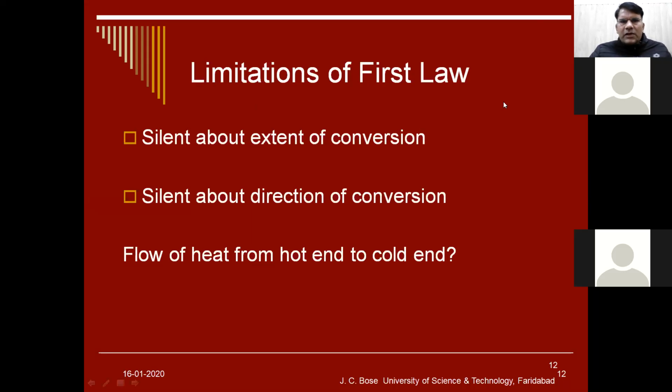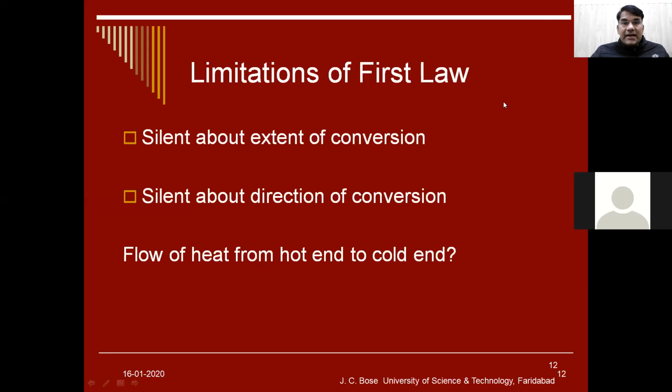The first law of thermodynamics was silent about the extent of conversion. Later on we discussed how it is silent about the extent of conversion, meaning 100% conversion of heat into mechanical work is impossible without leaving some effects elsewhere. It is also silent about the direction of conversion, meaning some processes take place by themselves, whereas others do not. It could not explain why the flow of heat from hot end to cold end takes place by itself, whereas the reverse is not possible, meaning flow of heat from cold end to hot end is not possible by itself.